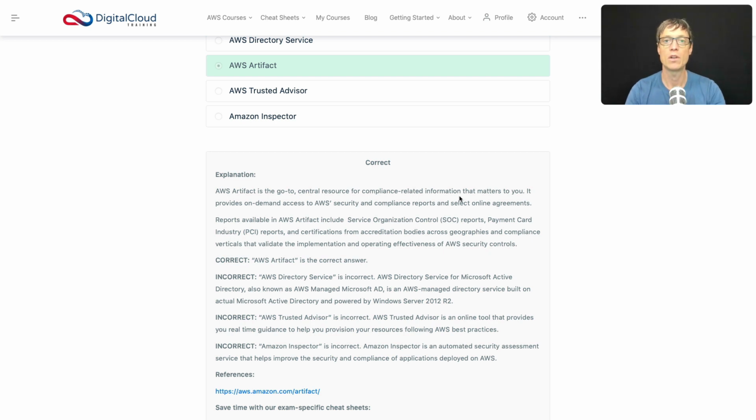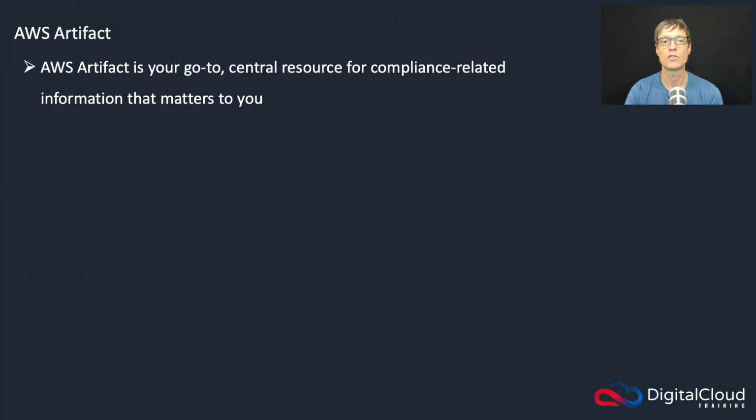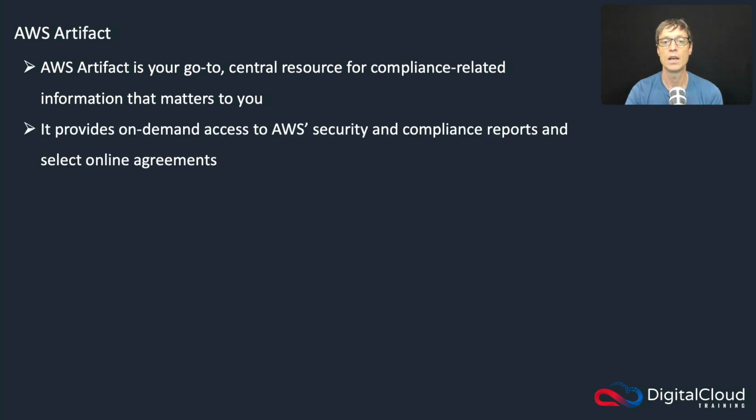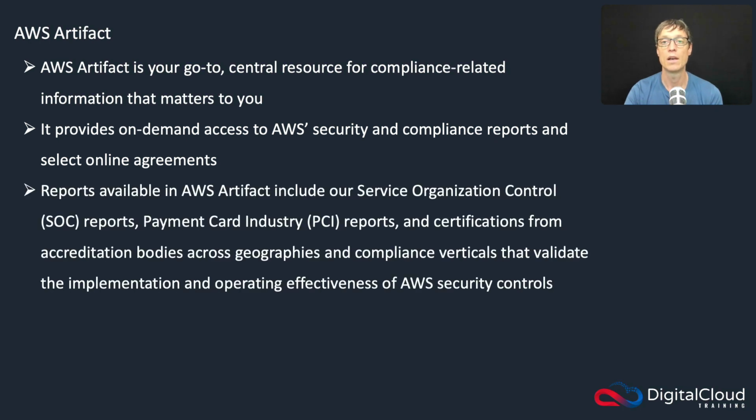So let's head over to a slide just to get a bit more data. So Artifact is a resource you can use for generating compliance-related information. It gives you on-demand access to AWS's own security and compliance reports and some online agreements. And this might include things like Service Organization Control reports, PCI, so the Payment Card Industry reports, and other similar kinds of reports and accreditations. So if you see any of that terminology, you'll know that Artifact is the place to go to get it.